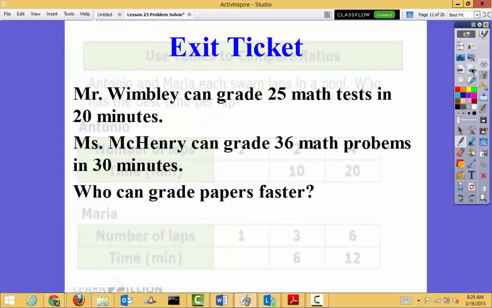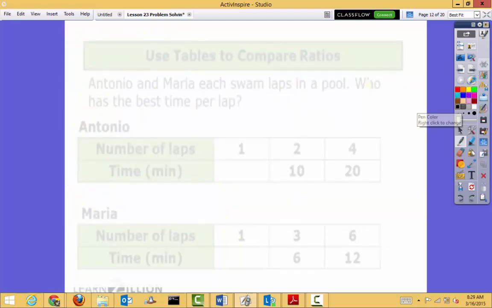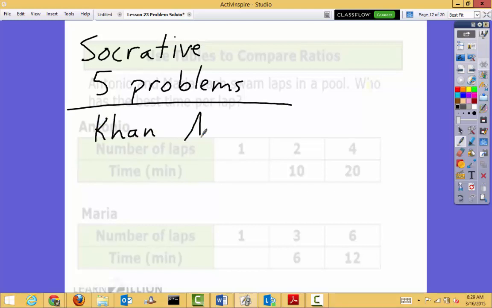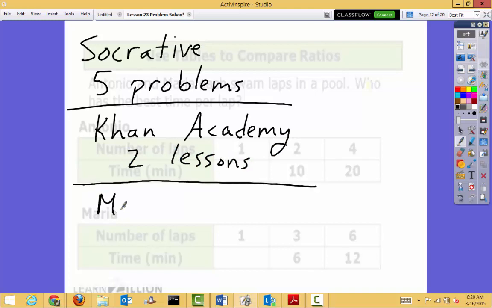Alright, here is your assignment. What you're going to do is you're going to log on to Socrative. There are going to be 5 problems. I want you to solve those 5 problems. Then, when you're done with that, you're going to log on to Khan Academy. On Khan Academy, you're going to do 2 lessons. Then when you're done with that, you may play math games. Alright, good luck.